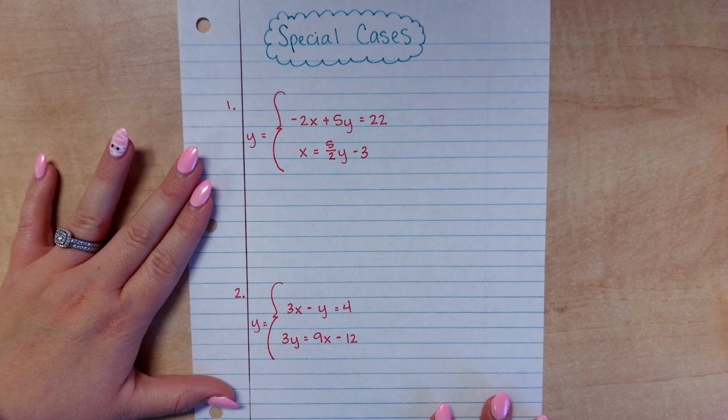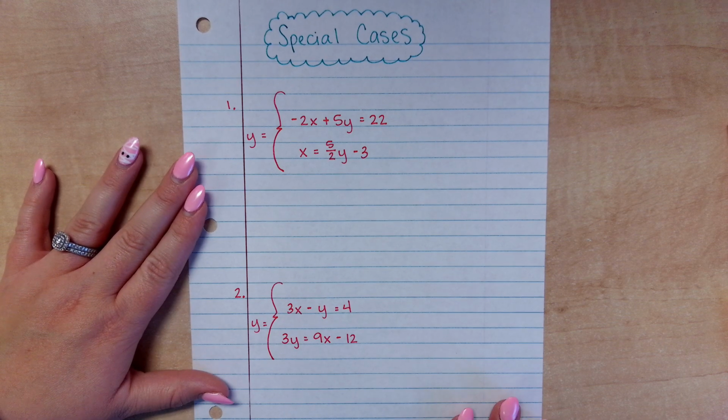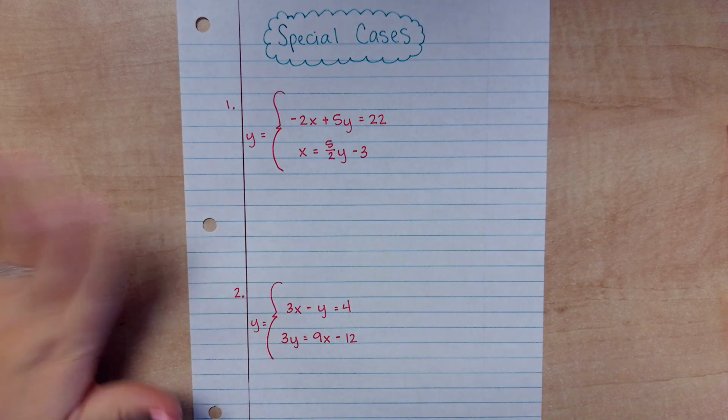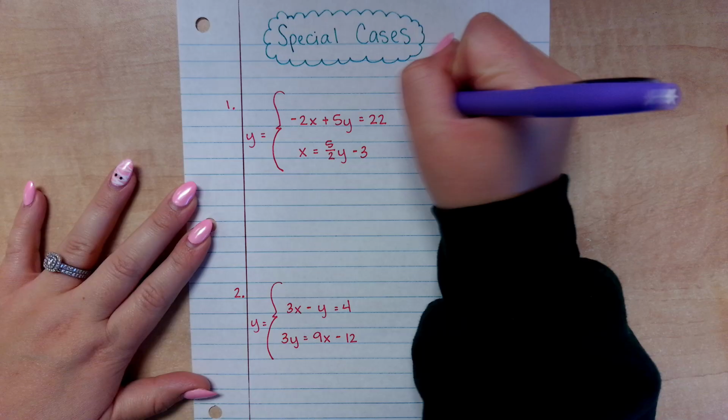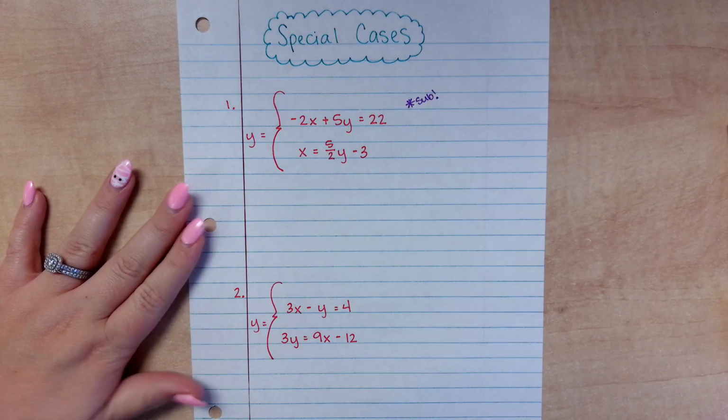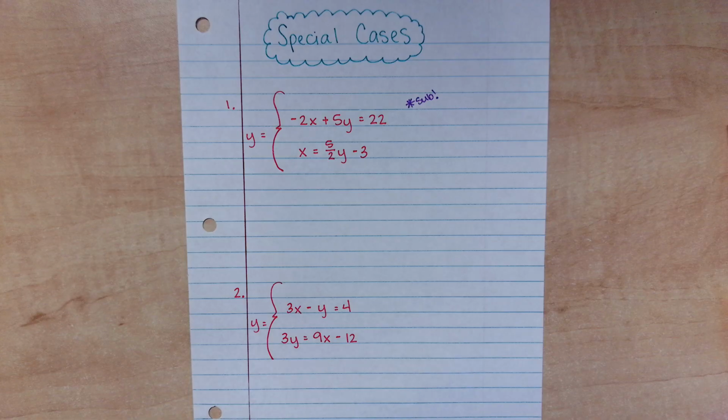Number 1 says, y equals, and then it has that system, negative 2x plus 5y equals 22, and then the x is isolated, x equals 5 over 2 y minus 3. So I wanted to do these because I wanted you to see that the coefficients do not always have to be integers. They can be rational as well. But if you notice x is isolated, we are going to substitute.